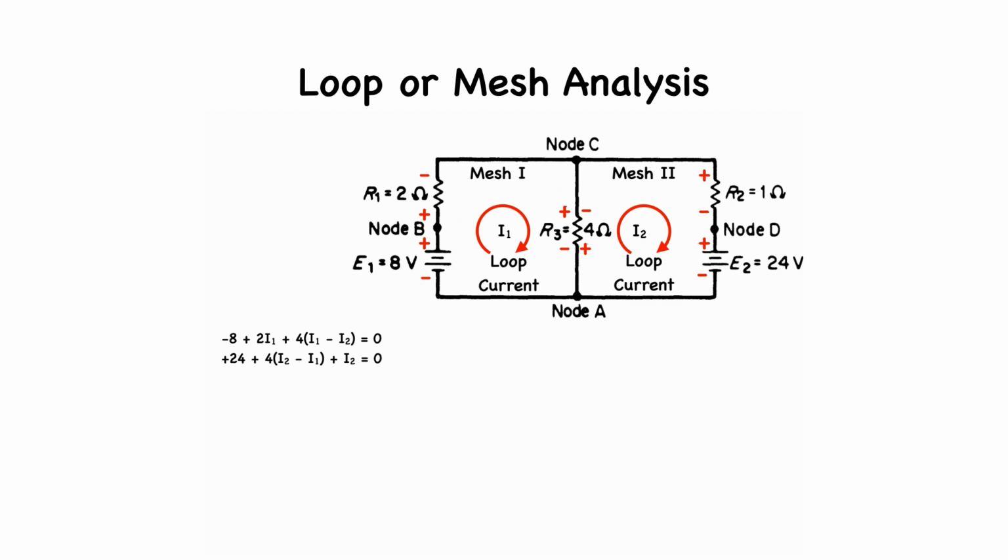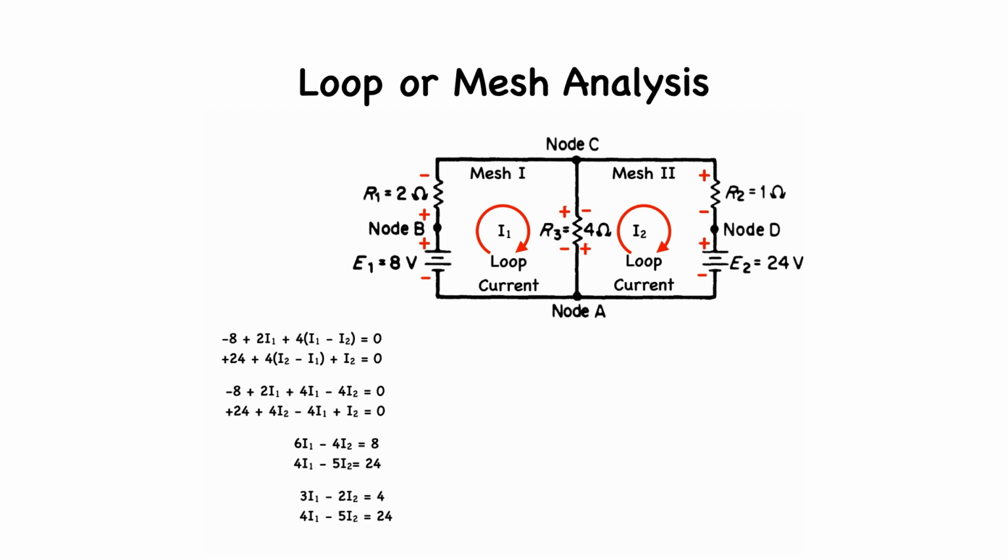We can now use these two equations to solve for I1 and I2. Let's rewrite these two equations, removing the brackets. We can now collect the like terms and end up with these two equations. The first equation can be simplified by dividing both the left-hand side and the right-hand side by a factor of 2, and rewriting both equations gives us these two equations.